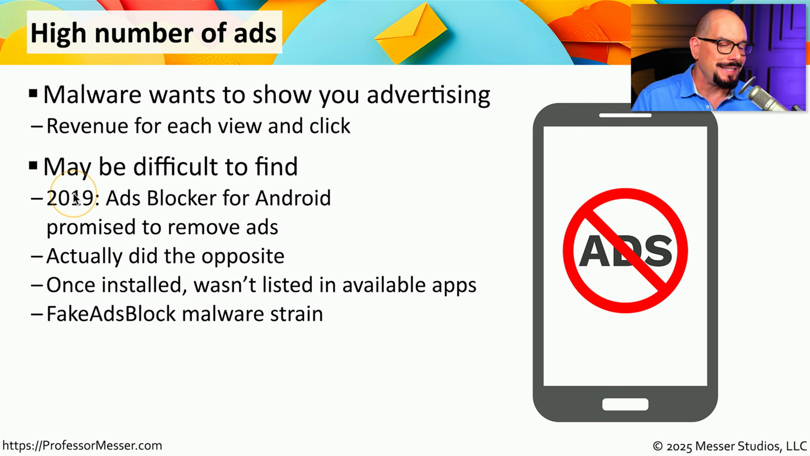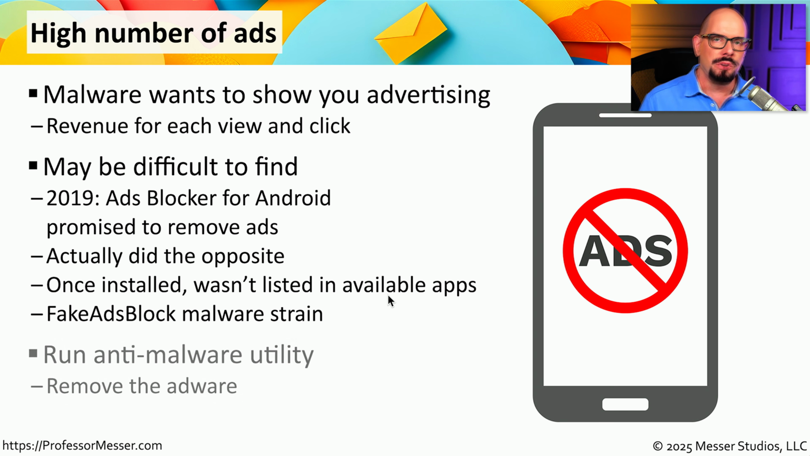For example, in 2019, an app called Ads Blocker for Android promised to remove all of those ads from your system. In reality, this showed more ads on your mobile device, but if you went into the list of available apps to uninstall it, you'll find that it wasn't even listed on your system. This was part of a strain of malware known as fake ads block, and its goal was to show more ads on the screen and make more money for the malware developer. Ultimately, running an anti-malware scan can give you more feedback on whether this application is legitimate or if it happened to be malicious.